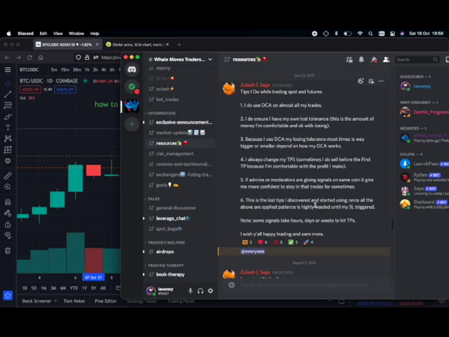So number three, because I use dollar cost average, what about my losing tolerance? Most times it's way bigger or smaller depending on how my DCA works. This is very important, something you need to pay attention to. So if you use a losing tolerance, if it is smaller or bigger, just like the way it's stated, it depends on how you apply your DCA.